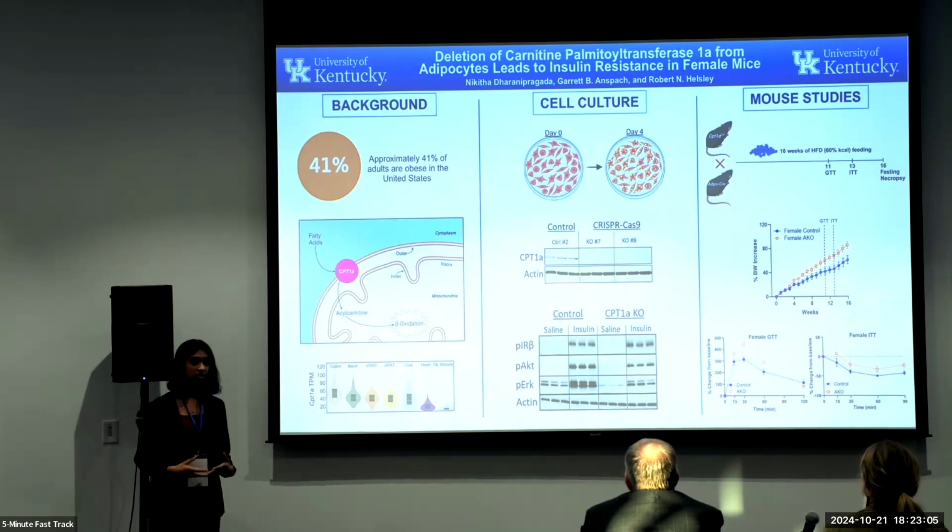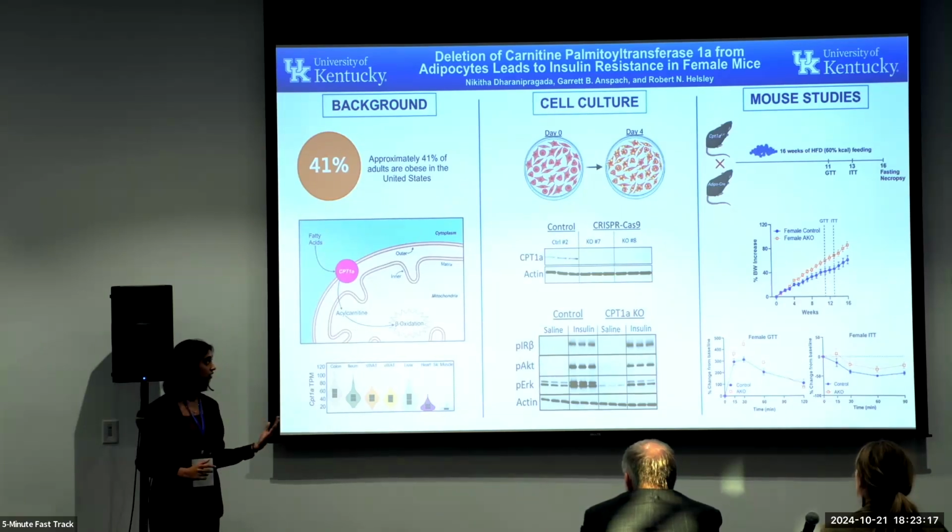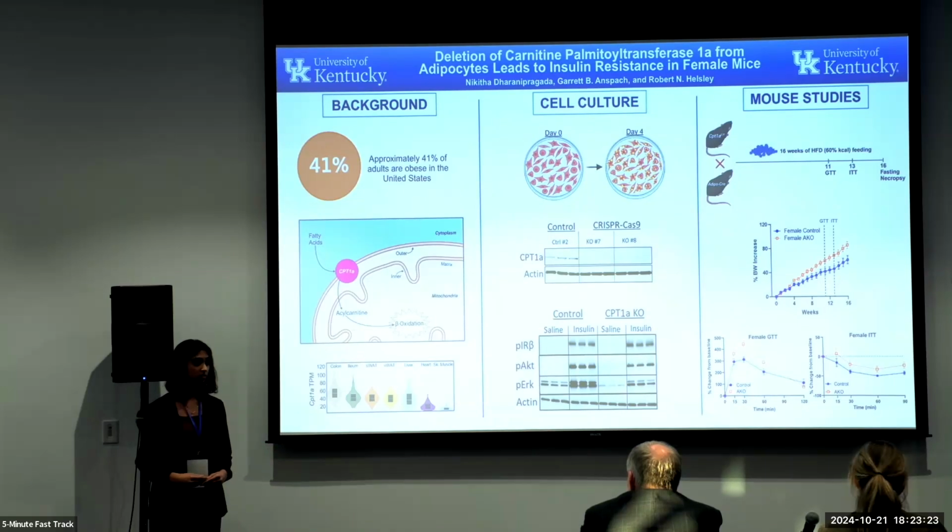Studies have shown that CPT1A has some linkage to insulin sensitivity. Insulin is a hormone that's responsible for glucose uptake in fat cells. So we wanted to understand the sensitivity between our control and knockout cells. To do this, we treated our control and knockout cells with either saline or insulin, and we looked at different proteins in the insulin signaling pathway.